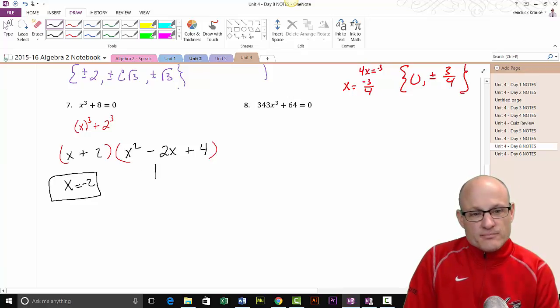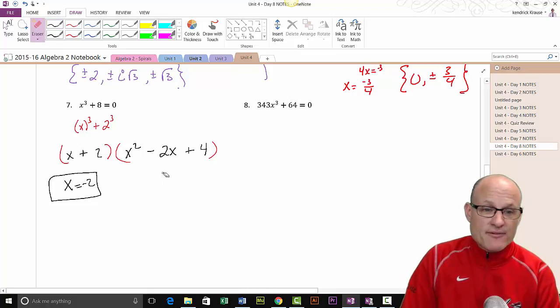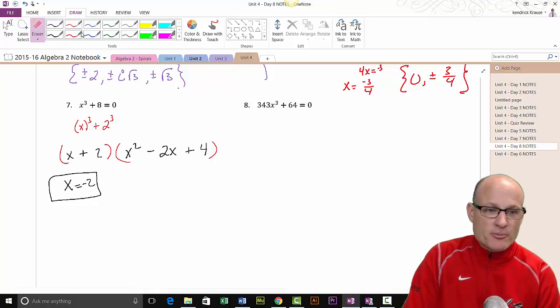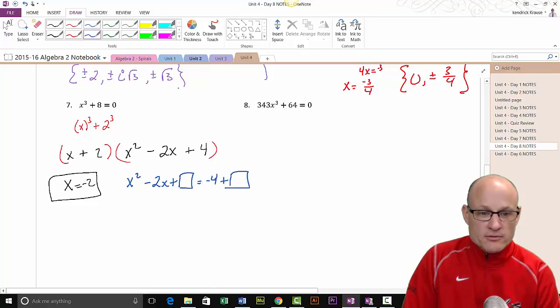Guess what, kids? That's not factorable. But I can do completing the square on it, so that's what I'm going to do. So x squared minus 2x plus a square equals negative 4 plus a square.